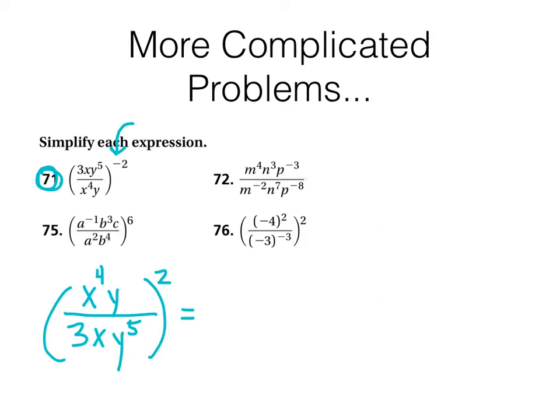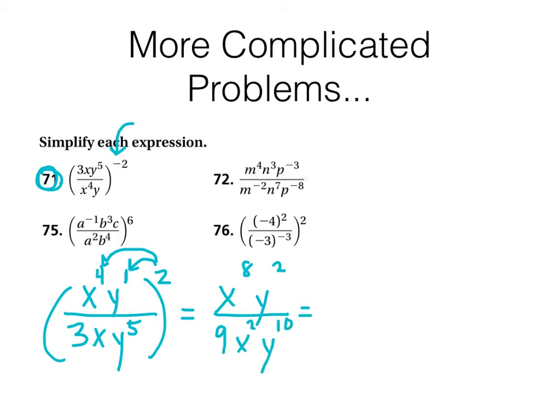So now I'm squaring everything, so I'm multiplying my exponents. Same is true here because that's a 1 right now, and 1 times 2 is 2. So I'm going to have x to the 8th y squared on the top. And then on the bottom, I'm going to square the 3 and have 9. I'm going to have x squared and y to the 10th.